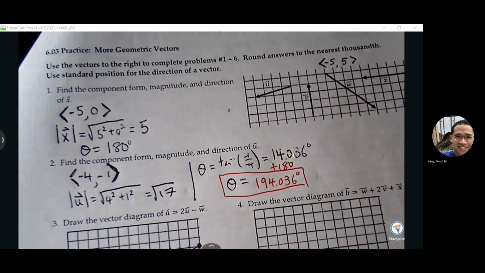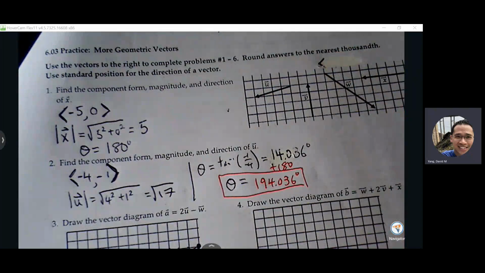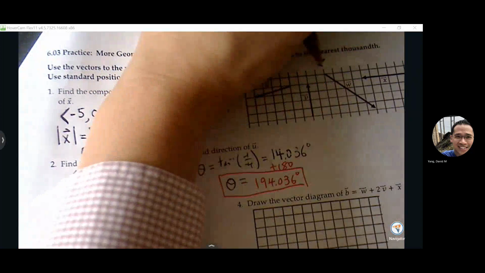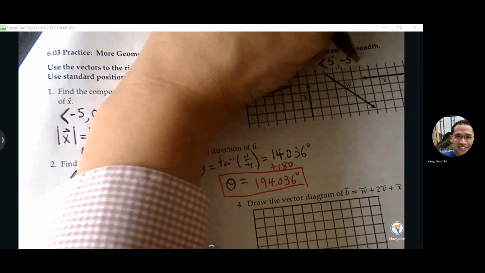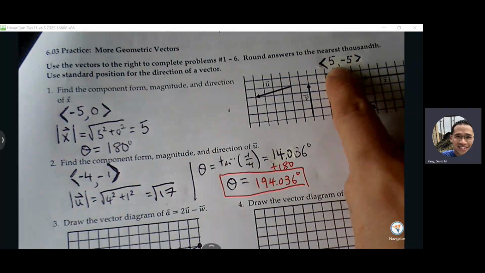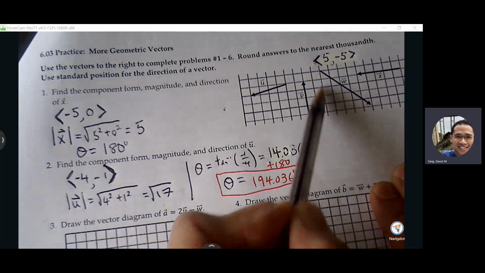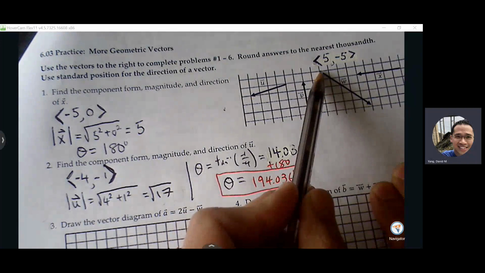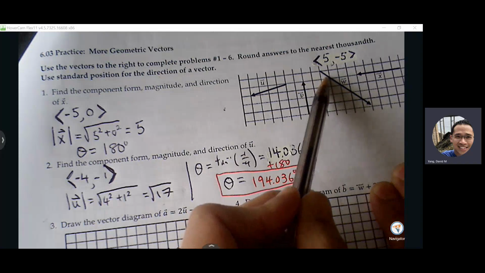I messed up. Horizontal movement first. So right 5, -5 down. So negative w is going to take that and go the opposite direction, right? Instead, I'm going to go left 5 and then up 5. Left 5, up 5. So I'm not going down and to the right, I'm going up and to the left.